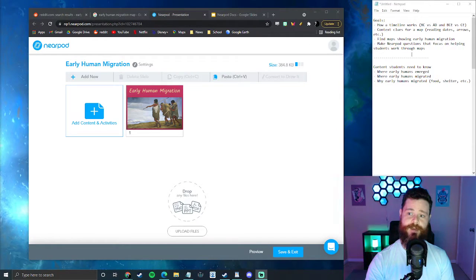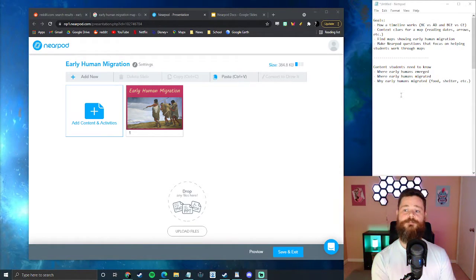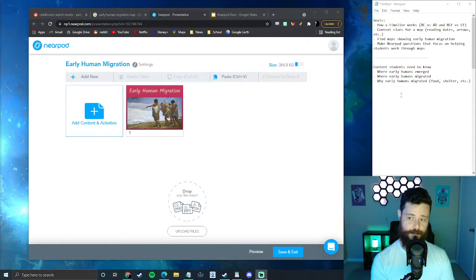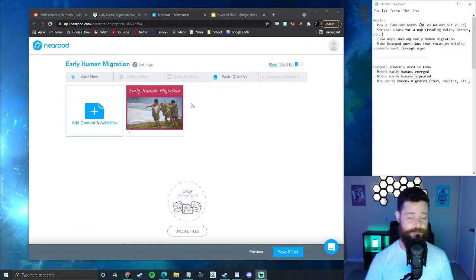Then we're going to find some maps showing early human migration, and then make NEARPOD questions that focus on helping students work through maps. So kind of like some guiding questions as we go along. So the content that they need to know for this little miniature early human migration map lesson is where early humans emerged, where early humans migrated, and why early humans migrated. For example, food, shelter, sometimes climate, but largely it's going to be focused on pursuing food sources, or at least making sure that they always have adequate food sources.